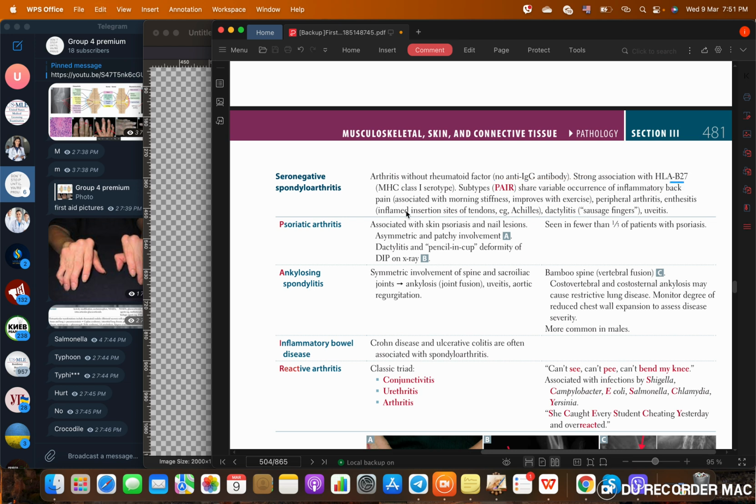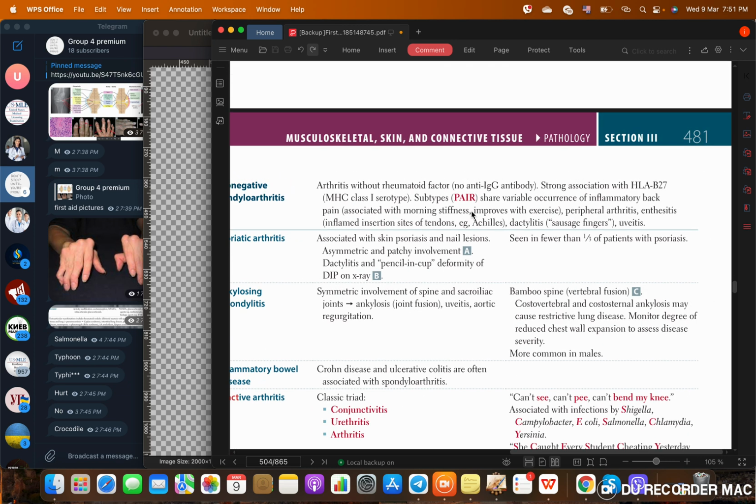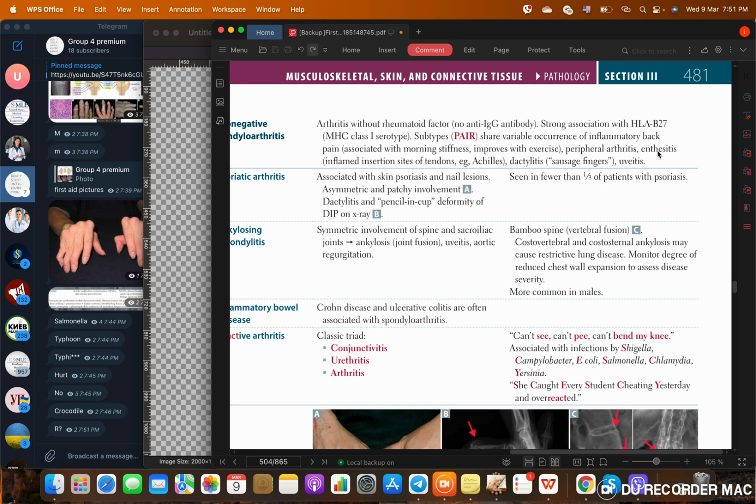It only has one letter, so that makes it MHC class 1. It's associated with the mnemonic, if you remember, which has what? Psoriatic arthritis, ankylosing spondylitis, inflammatory bowel disease, and reactive arthritis. So they share some things together. For example, they can have back pain with morning stiffness that improves with exercise, especially ankylosing spondylitis, but it can be in any of them. They also can have peripheral arthritis and enthesitis.